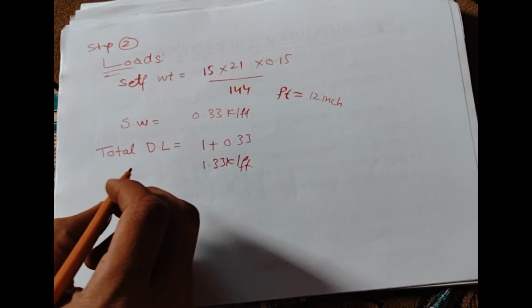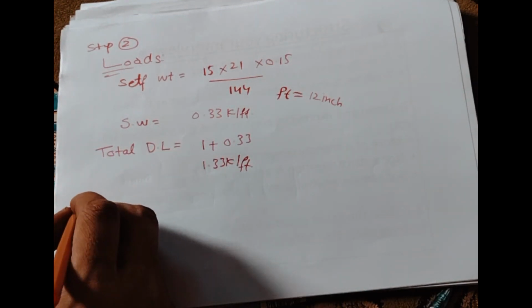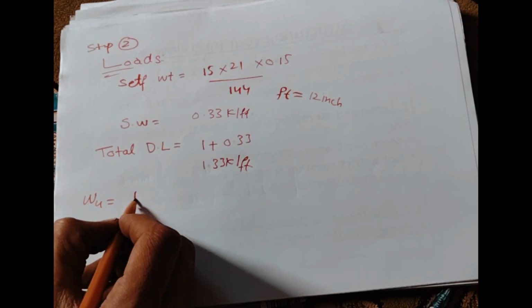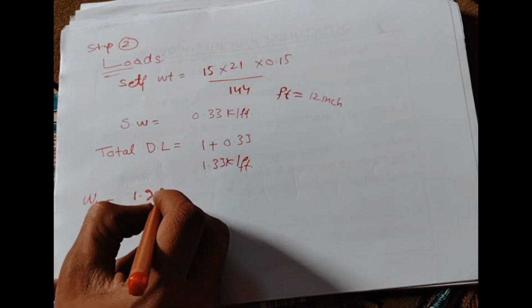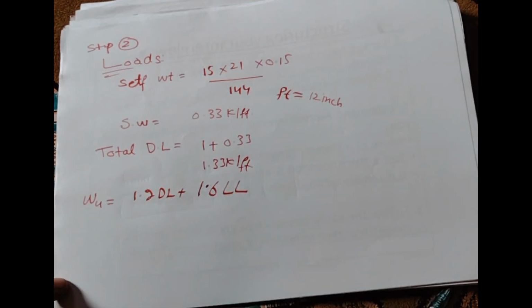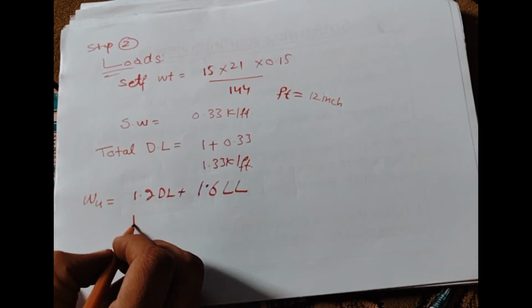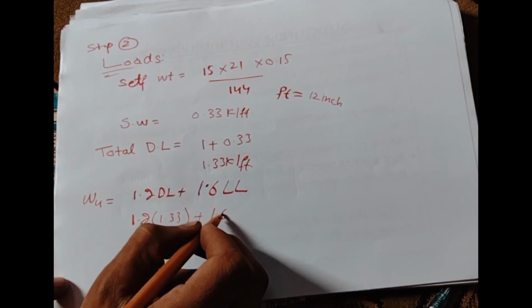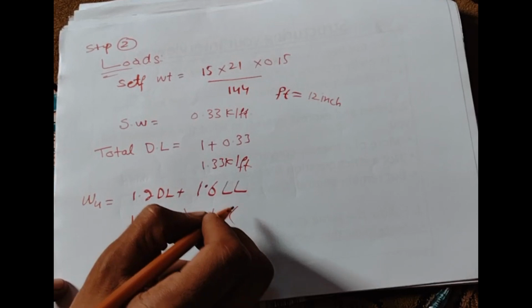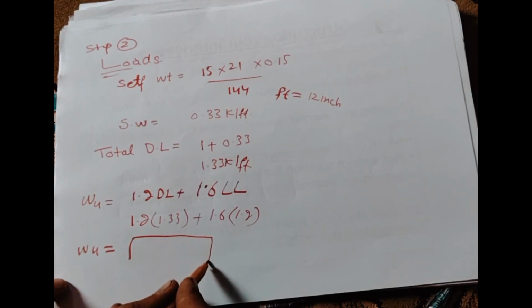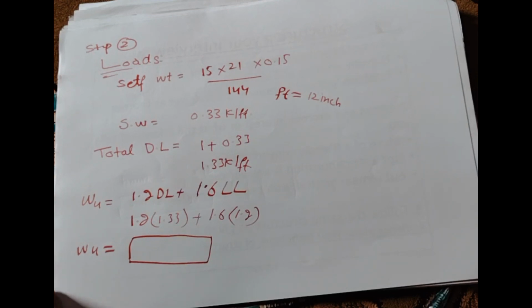Now the ultimate load W is equal to 1.2 dead load plus 1.6 live load. This formula includes the factor of safety. Putting the values in the equation, we got the ultimate load: 1.2 into 1.33 plus 1.6 into the live load, which is 1.2 as given in the conditions. So by calculating these values, we got the ultimate load, which comes to 3.52 kip per feet.